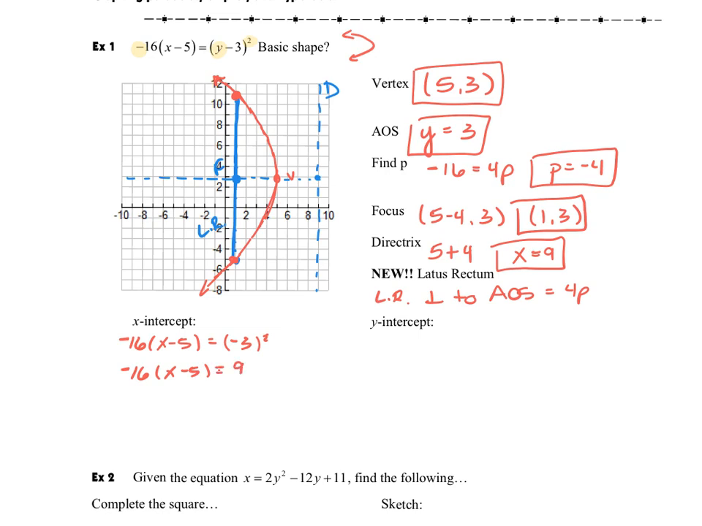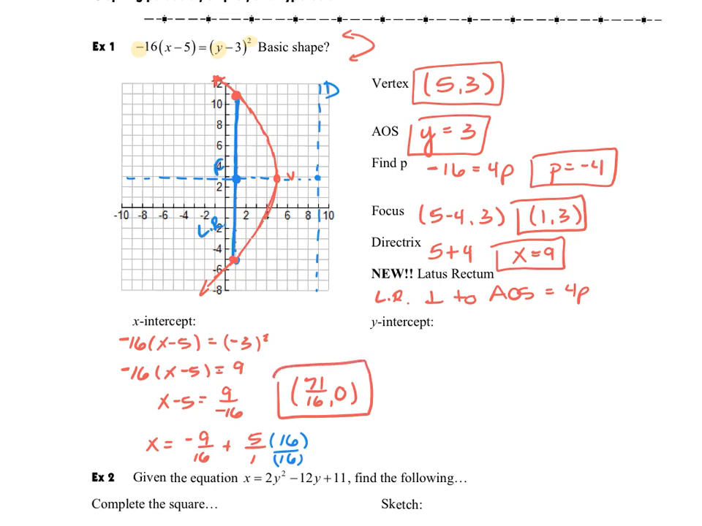Then I'm going to go ahead and I'll have my x minus my 5. I'm going to divide both sides by that negative 16. So I'll have 9 over negative 16. Then I'm going to add that 5 to the other side. So x is going to be a negative 9 over 16 plus my 5 over 1. Of course, I would need to get my common denominators, which will give me an x-intercept of 71 over 16, comma 0. And if you approximate that decimal, you'll see that it will in fact match our graph.